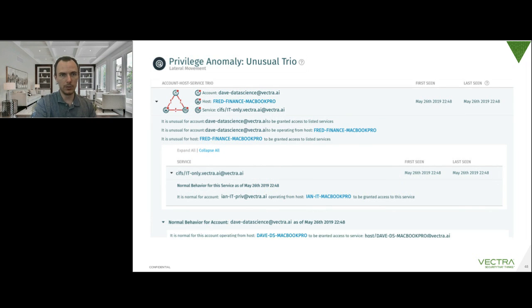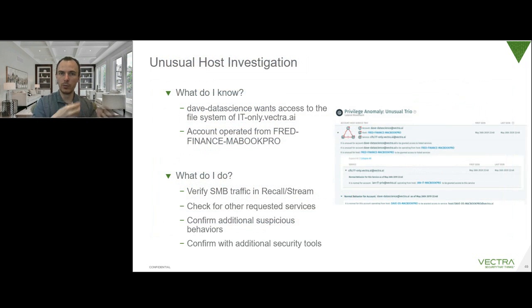Again, account, host, service. We have CIFS, IT only, right? And what is the actual normal activity? Well, you see Ian, IT Priv, typically accessing, from his MacBook, being granted access to the service, but we don't see anything else related to that. That's useful contextual information. So again, what do we know? Dave, data science, wants access to the file system to IT only. The account operated from Fred in finance.